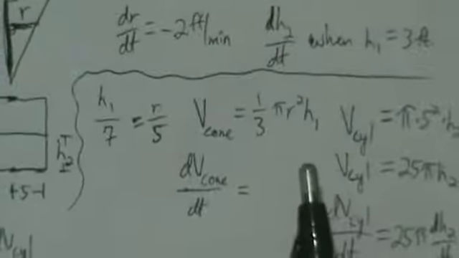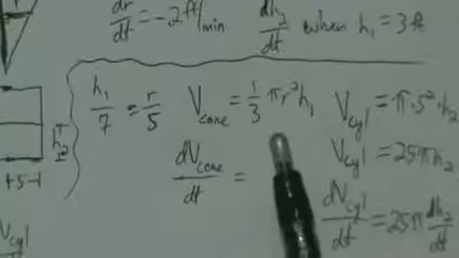dV cone dt, what's that? Well, hold up a sec. So if we differentiate that, what are we going to have? We're going to have stuff with dr dt and dH1 dt, and that's not good. We don't want that, right? We're going to have two things in there.